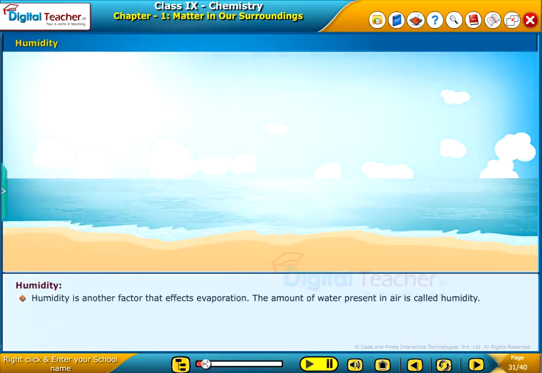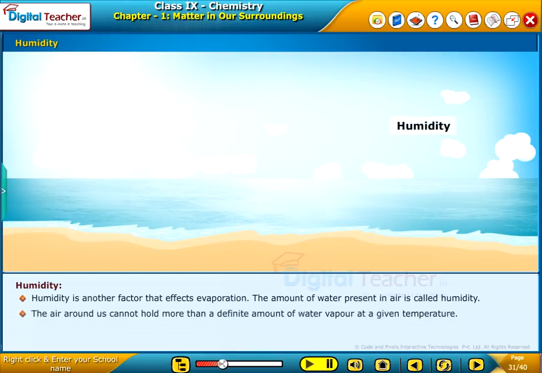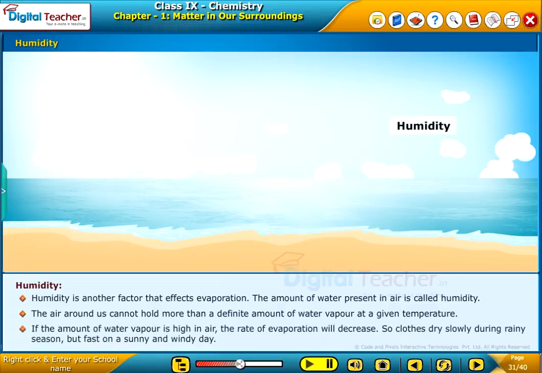Humidity is another factor that affects evaporation. The amount of water present in air is called humidity. The air around us cannot hold more than a definite amount of water vapor at a given temperature. If the amount of water vapor is high in air, the rate of evaporation will decrease.